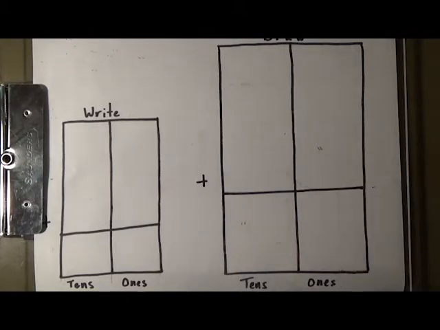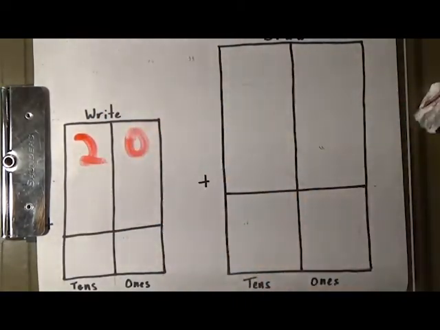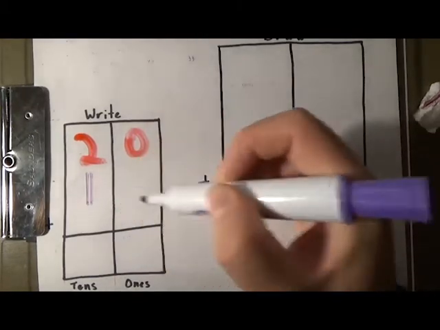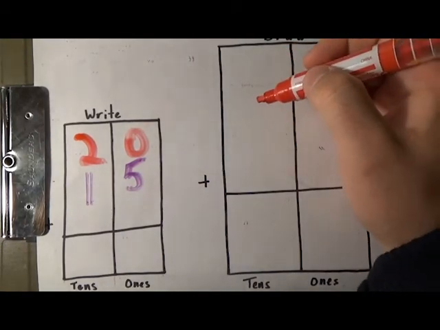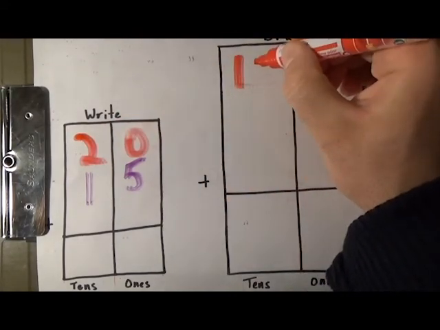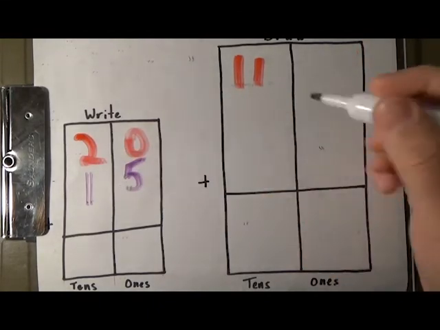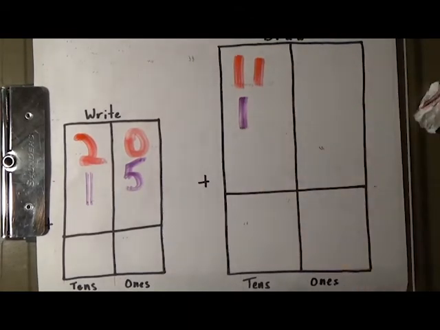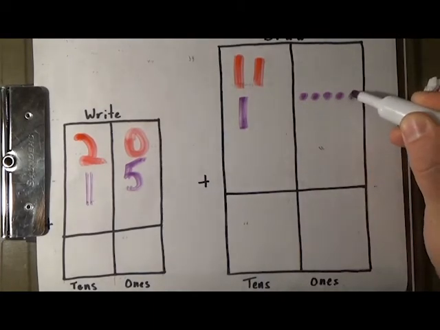So, let's start with 20. So, 2 tens and 0 ones plus 15. 1 ten and 5 ones. Okay? So, in our first number, how many tens do we have? 2 tens, 20. How many ones do we have? None. How many tens do we have in 15? There's 1 ten. Then how many ones? 1, 2, 3, 4, and 5.